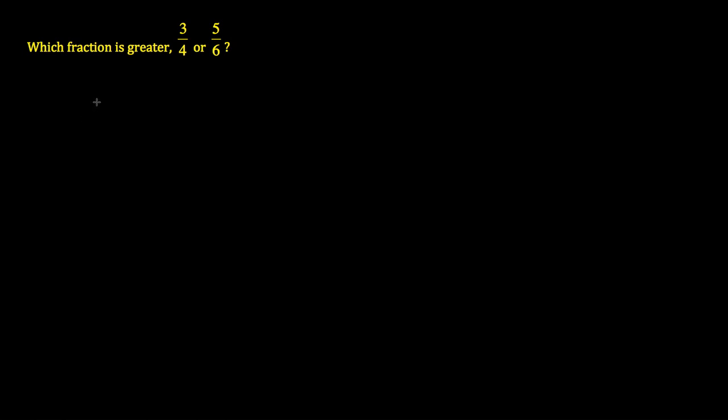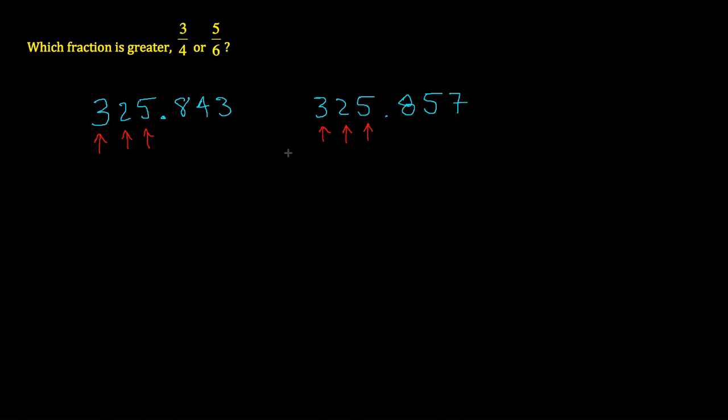written in decimal form. So let's look at 325.843 and 325.857. In this form, it's pretty easy to compare and state which number is greater than the other. And it goes like this. We look from left to right at the digits, and we look until we find a difference between the two digits. So they both start with 3, 2, and 5. So up to that point, you don't see a difference in the numbers.